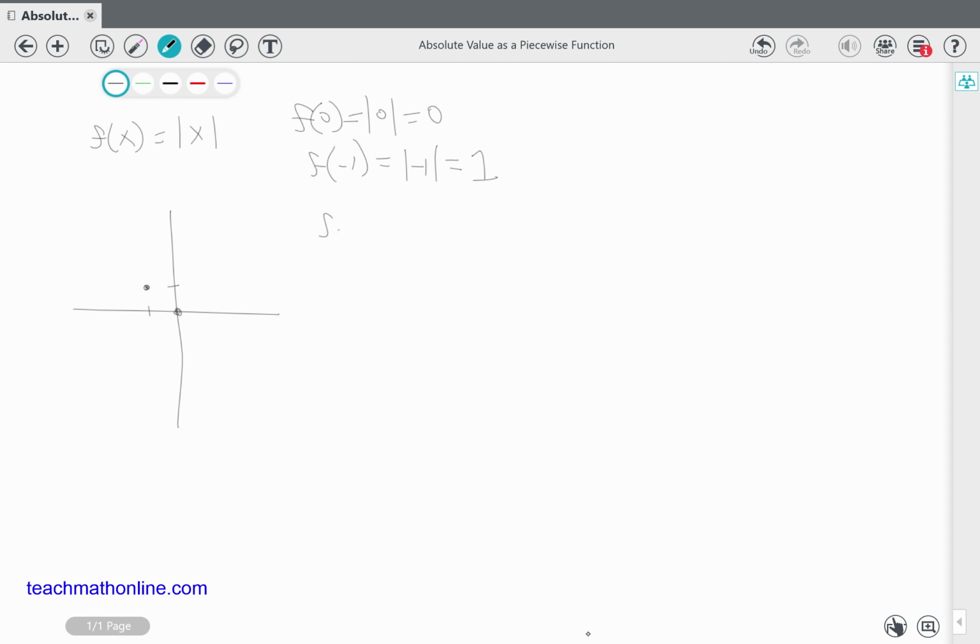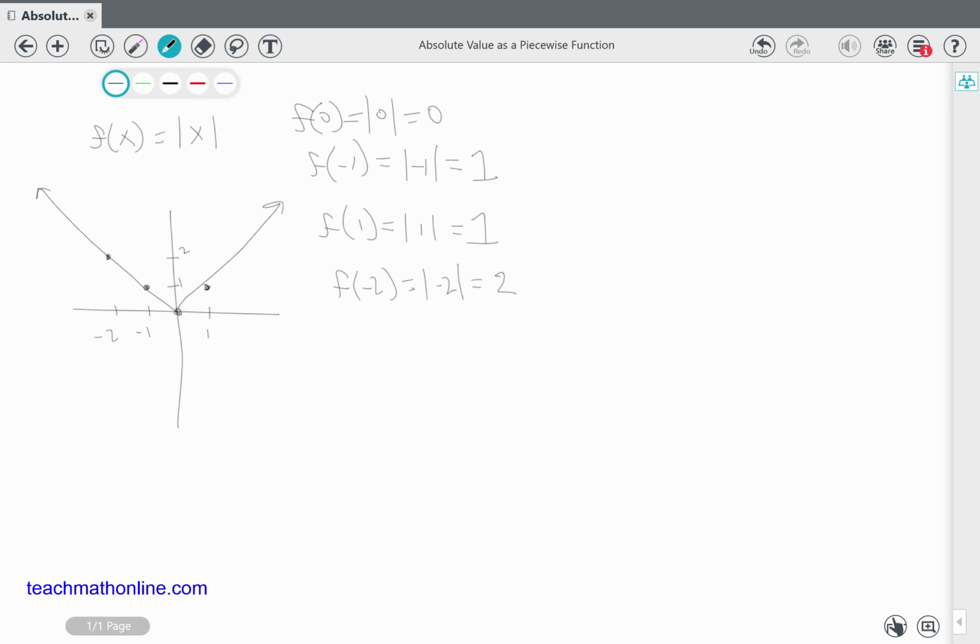If we were to do f of 1, that would be absolute value of 1, which is just equal to 1. And if we keep doing this, if we choose f of -2, that would be absolute value of -2, which is 2. What we're really getting is 2 straight lines from the origin.